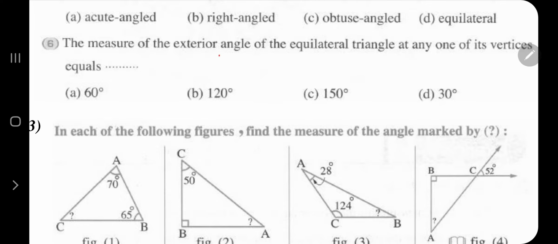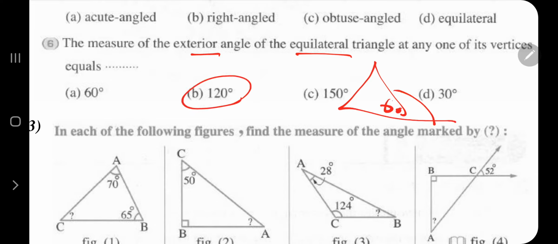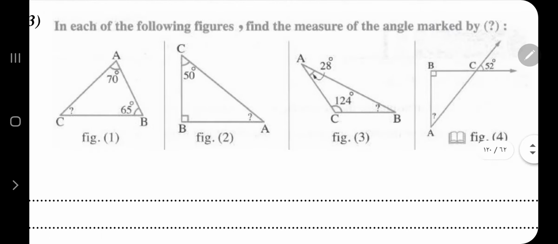The measure of the exterior angle of an equilateral triangle. Here is an equilateral triangle. This is 60. The outside equals 120, and this value is constant for any equilateral triangle. In each of the following, find the measure of the angle.